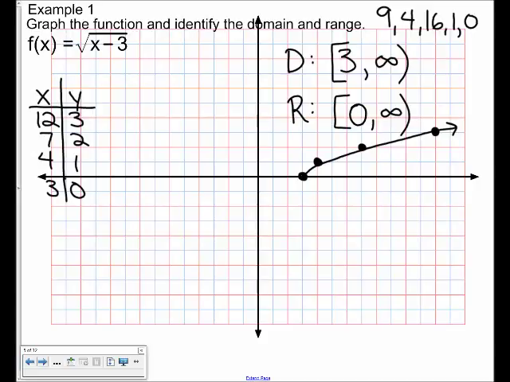Are there any questions about example 1? All right, Seth. Will there ever be a time when the arrow is going... In this case, no. If it's a square root, it will go on forever in one direction.